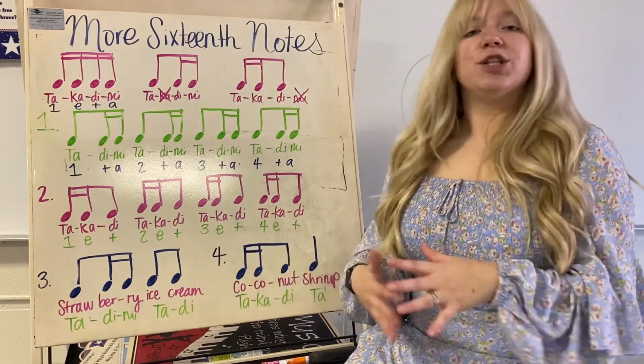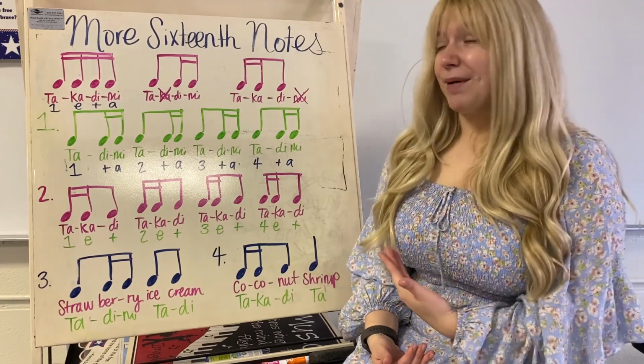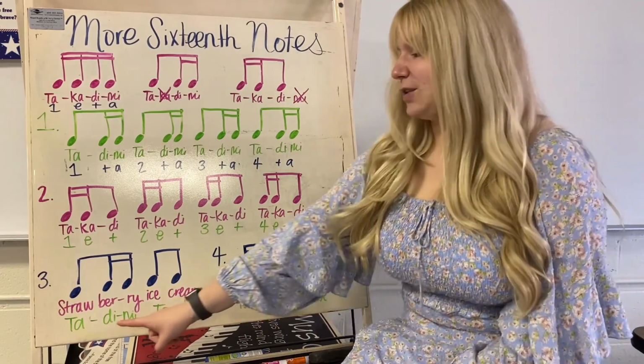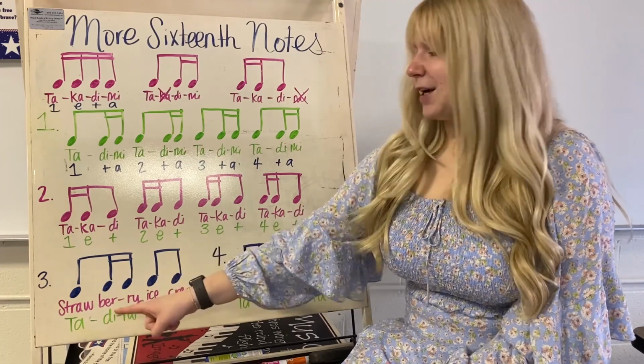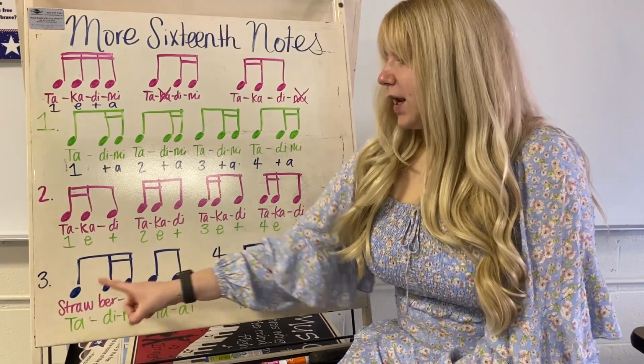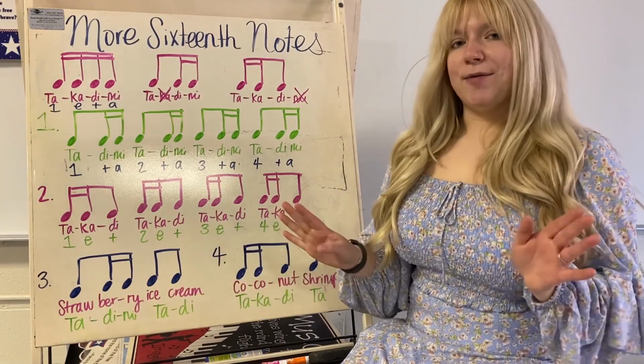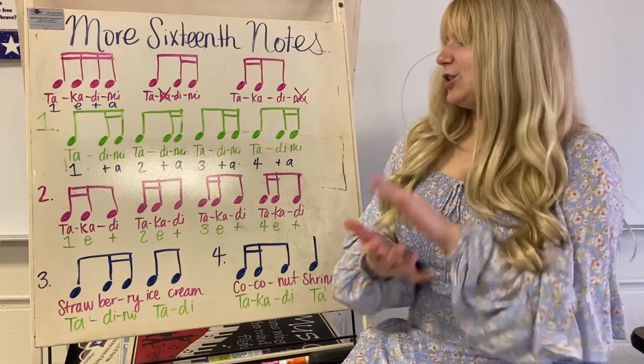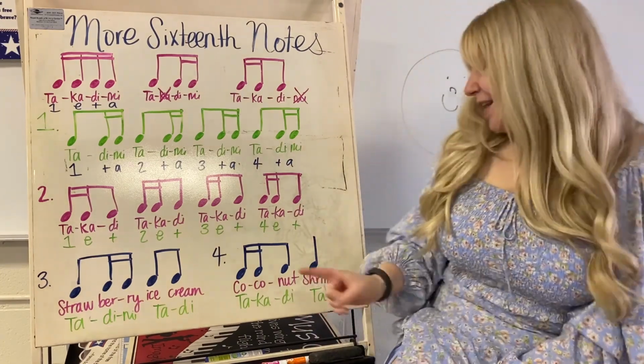Now let's try it with the 1 and 2 and, or the 1e and a 2e and, just so that you can get used to using your numbers too. If that's what you like using better than takadimi, that's totally fine. So let's try it. I don't have it written up here, but this would be 1 and a 2 and. Try it with me. 1 and a 2 and. Good.